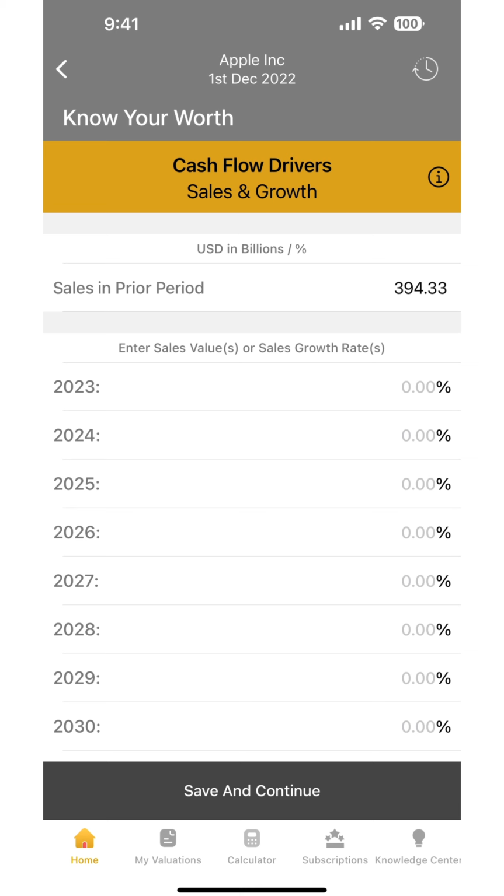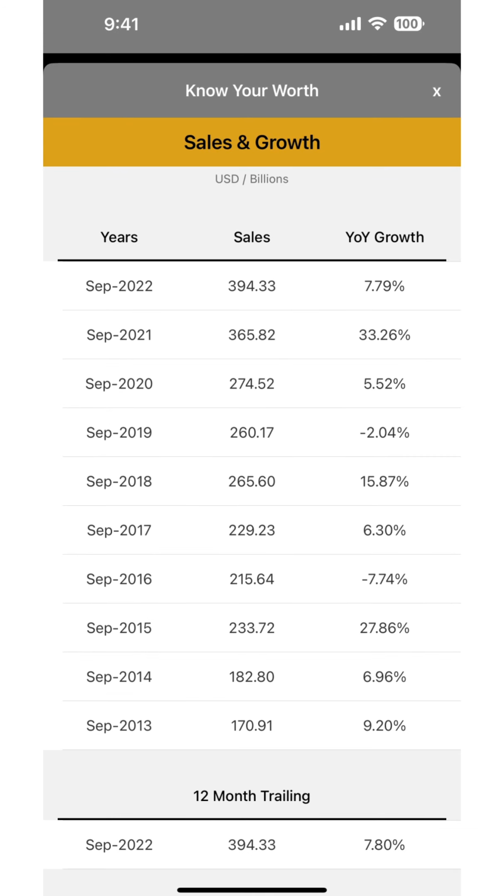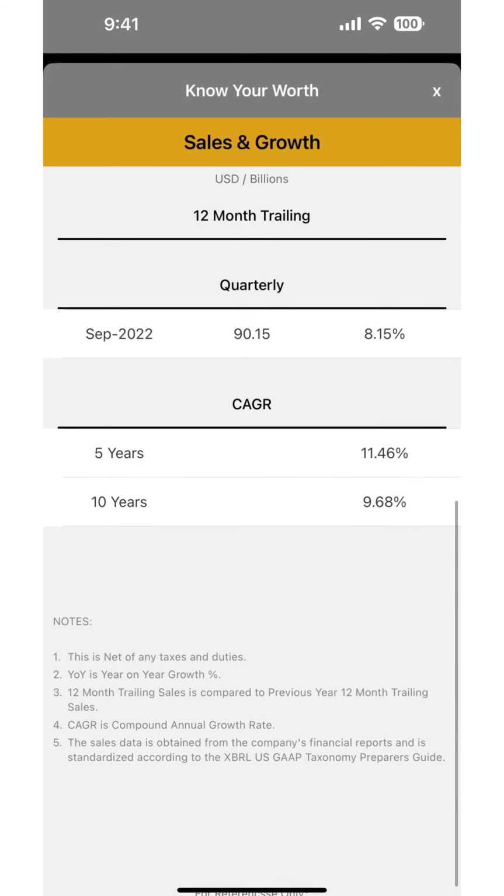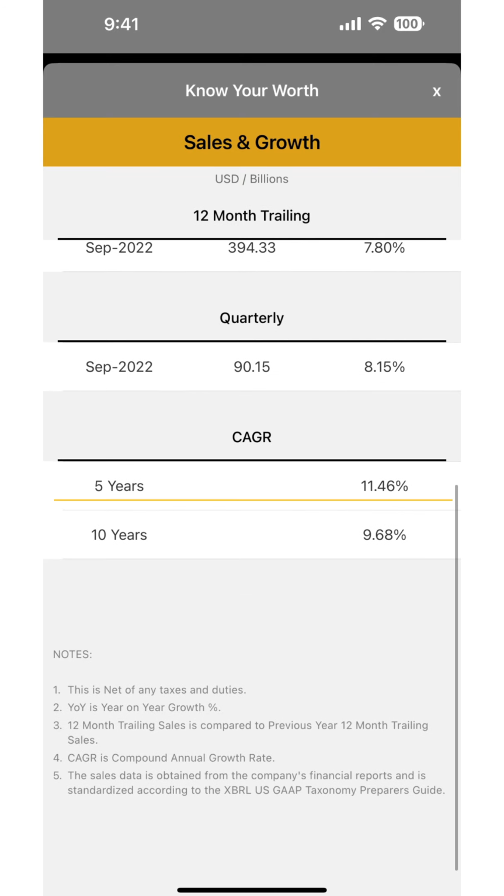Sales for the prior period is pre-filled in the app. Sales figures here exclude the non-operating income. Users can refer to the History icon to view sales growth throughout previous years. The sales and growth in the History section shows that Apple has grown by 11.46% CAGR in the past 5 years and by 9.68% during the past 10 years.